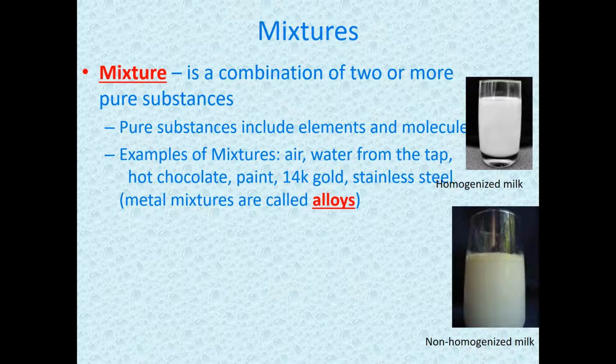So a mixture is a combination of two or more pure substances. Pure substances include elements and molecules. Some examples of mixtures include air, water from the tap, hot chocolate, paint, 14-karat gold, and stainless steel. Metal mixtures like 14-karat gold and stainless steel we actually call alloys.